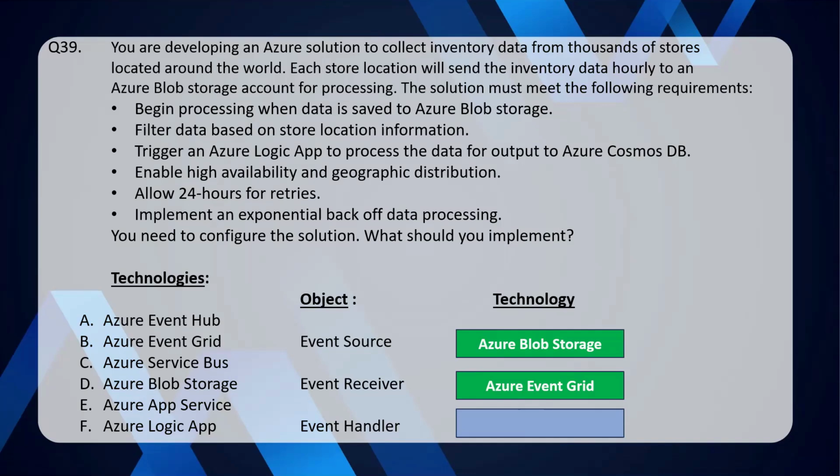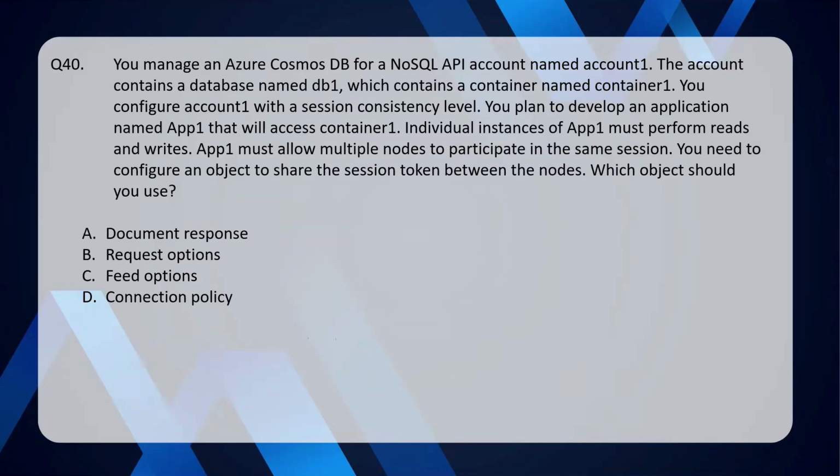Now the last part of the question is talking about event handler. And you can use logic apps to process the incoming data and insert it into Azure Cosmos DB. Now friends, Event Grid can directly trigger a logic app via webhook or built-in connector. Let's look at question number 40.